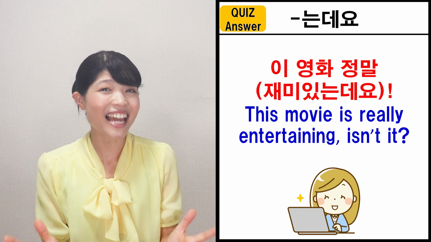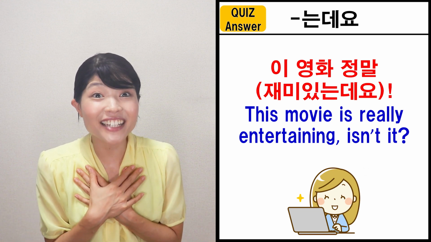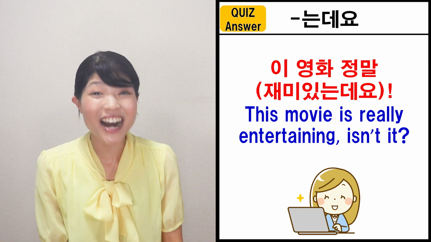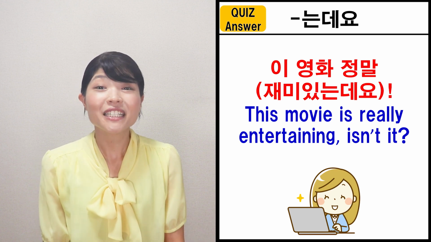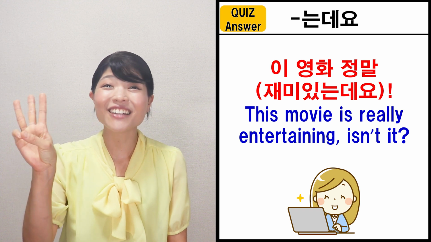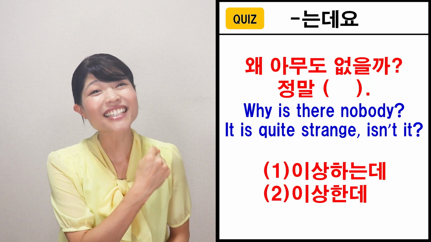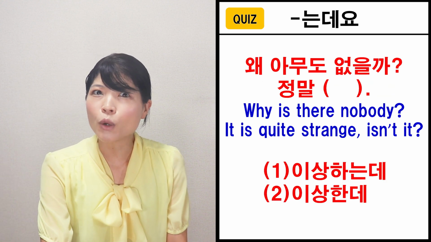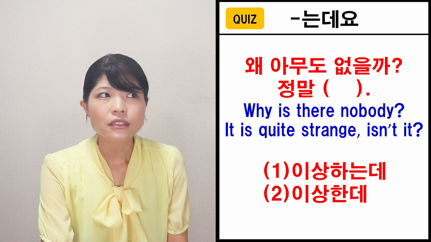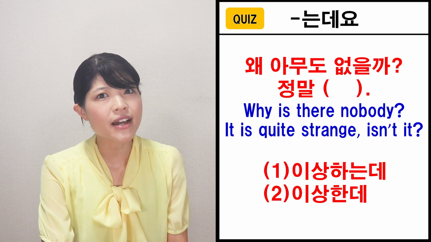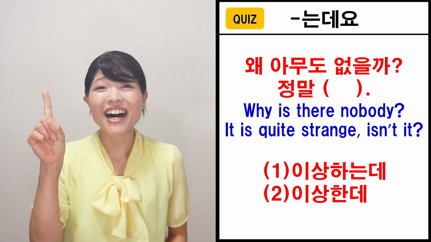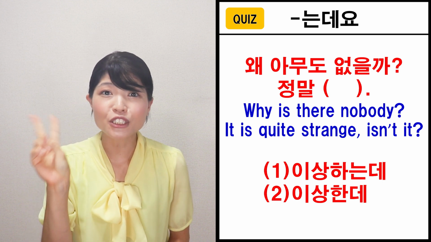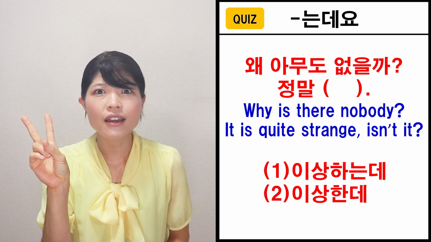Then let's read it together like you're telling your friend how entertaining the movie was. 이 영화 정말 재밌는데요. Please read it at least 3 times. Then let's move on to the next quiz. 왜 아무도 없을까? 정말, why is there nobody? It is quite strange, isn't it? Number 1, 이상하는데. Number 2, 이상한데.